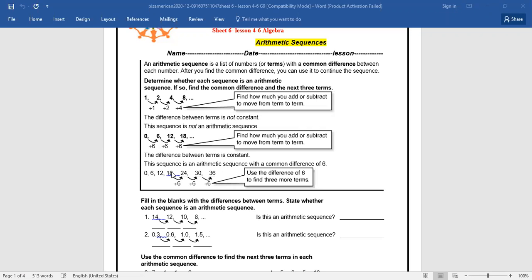The second part of the question: find the next three terms, which means we have to continue the pattern. The last one was 18. So 18 plus 6 equals 24. 24 plus 6 equals 30. 30 plus 6 equals 36. So we have 24, 30, and then 36. Any questions so far to this point?